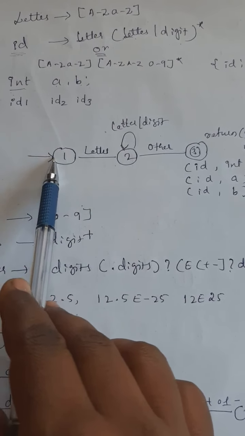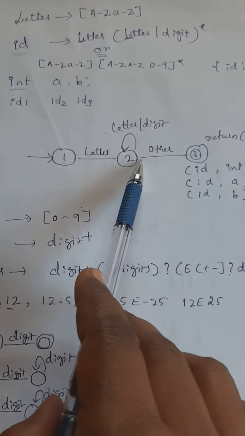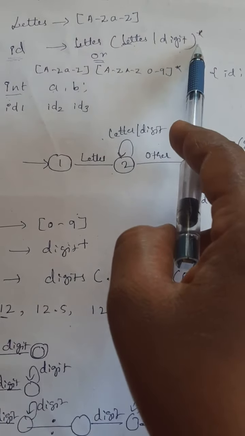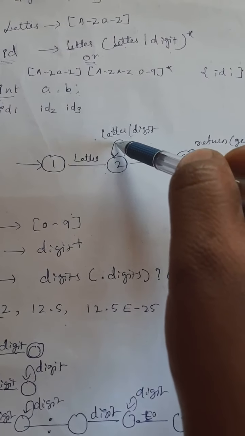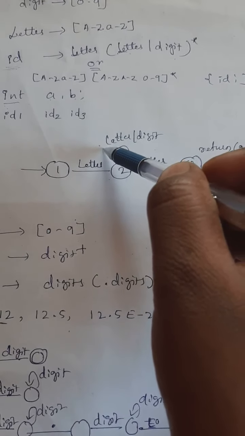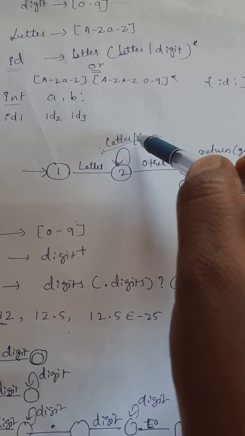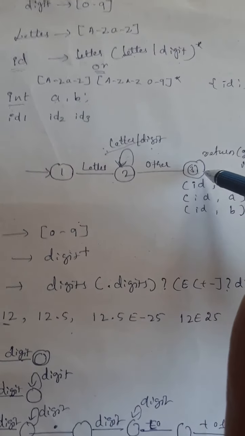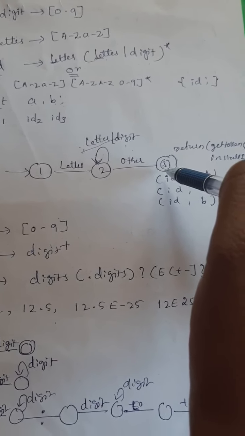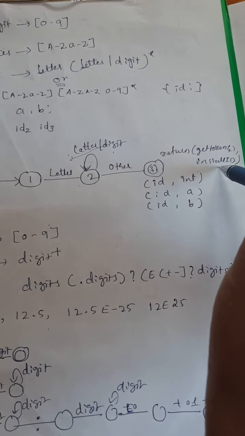I start with the start state, say state 1. If a letter comes, move to the next state. Here the star is there; star indicates 0 or any number of times. So this star is shown by a loop here. The loop indicates this will occur 0 or n number of times. Other than this letter or digit, if anything comes, move to a third state, and this is a final state here. After moving to this state, return a token along with the attribute value.